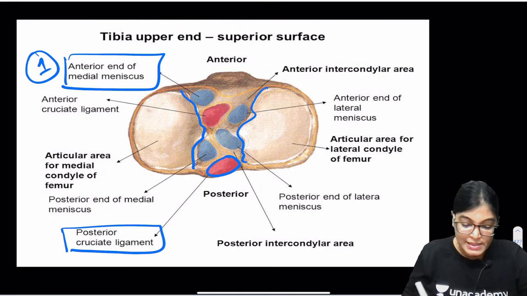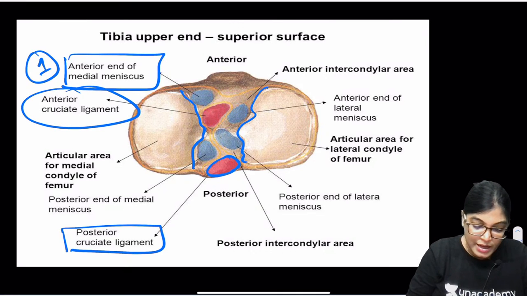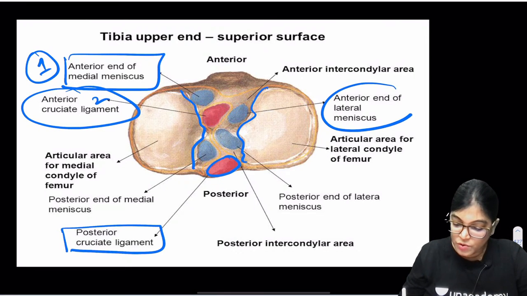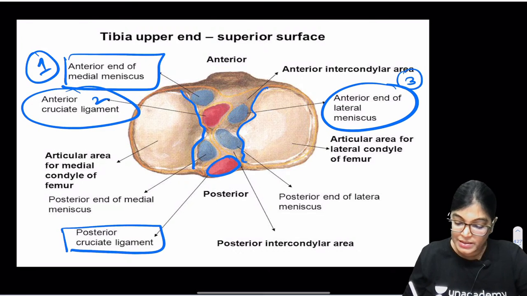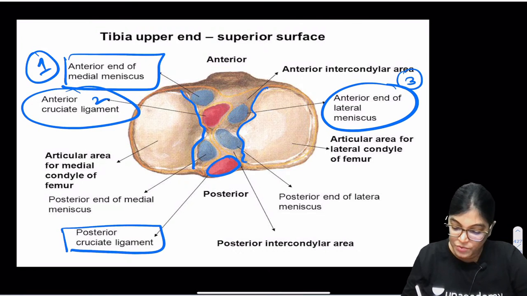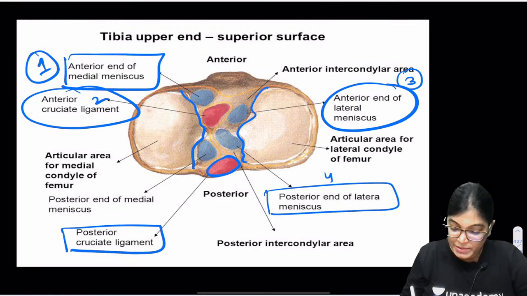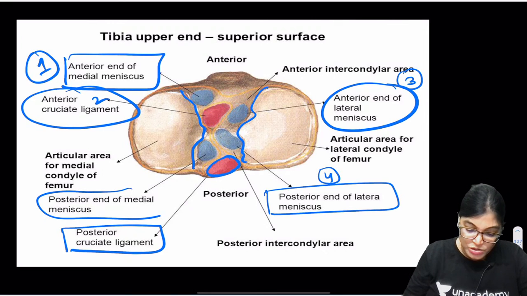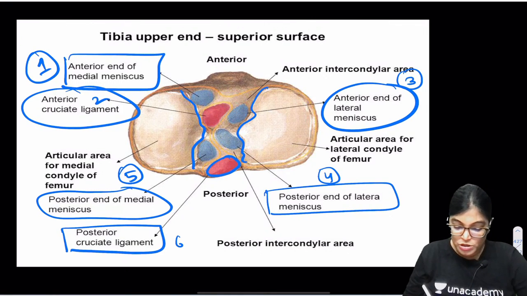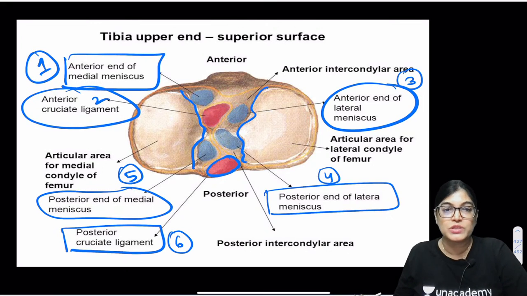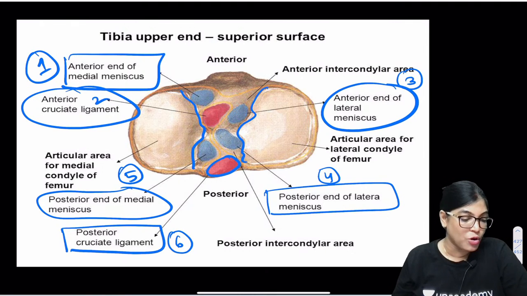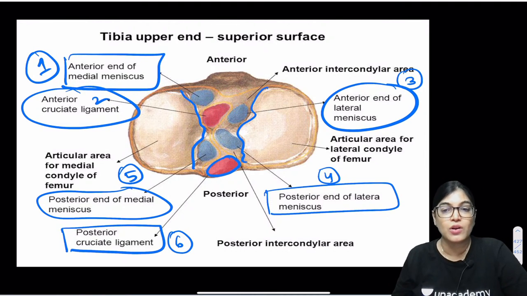The second structure which you are seeing here is the anterior cruciate ligament, then we have got anterior end of lateral meniscus, then we have got posterior end of lateral meniscus, and then we have got posterior end of medial meniscus, and the most posterior structure is posterior cruciate ligament. That is Medical College Lucknow, Lucknow Medical College. What is the mnemonic? Medical College Lucknow, Lucknow Medical College.